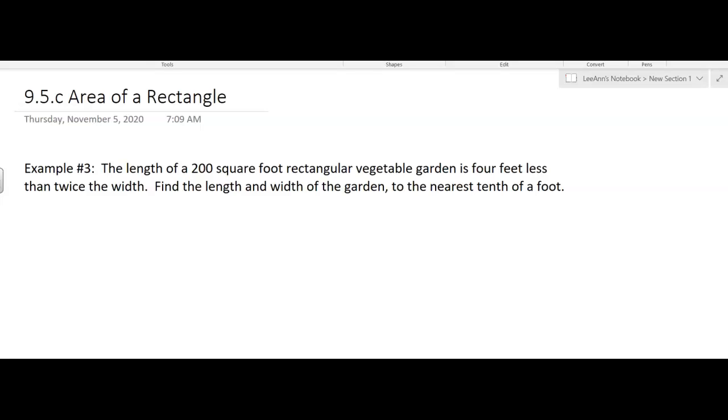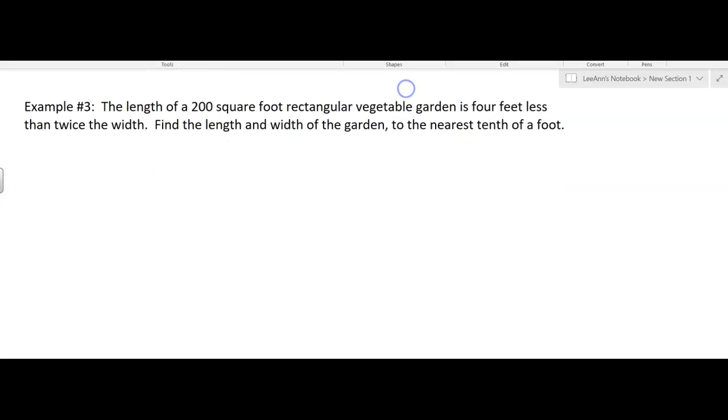So in this problem, we're going to find the area of a rectangle. It says the length of a 200 square foot rectangular vegetable garden is 4 feet less than twice the width. Find the length and width of the garden to the nearest tenth of a foot. Okay, so this means they want us to round off the answer.